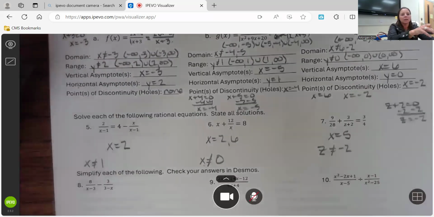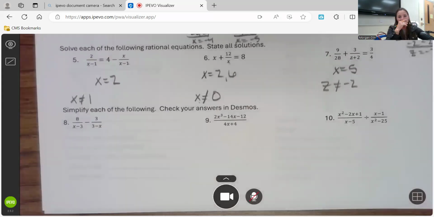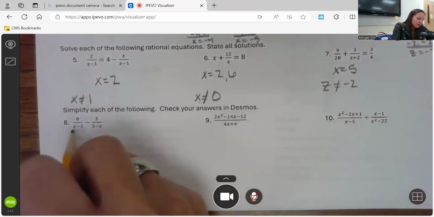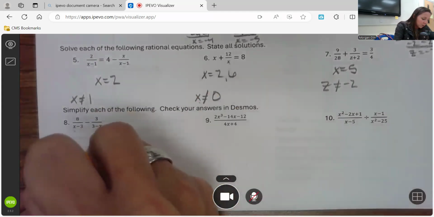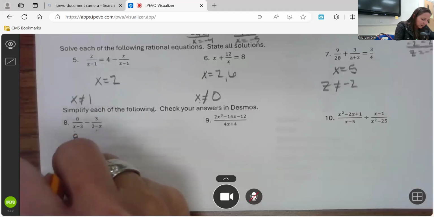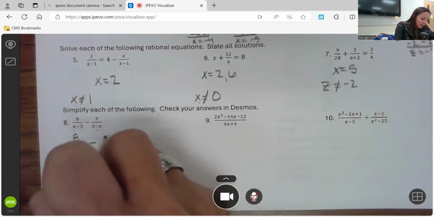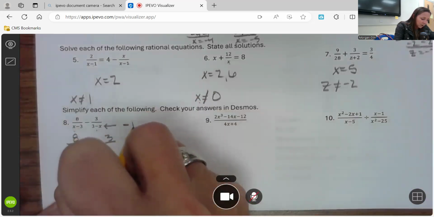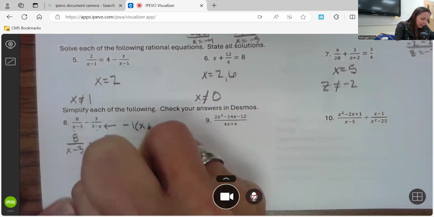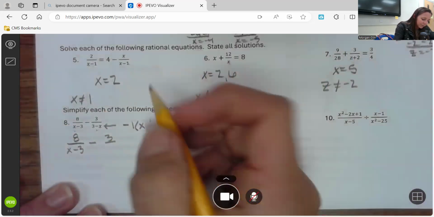Now simplify each of the following. Check your answers in Desmos. When we're subtracting, you've got to get a common denominator or a least common multiple. Right here, these look opposite. When it looks opposite, I'd say something like -1 technique. So here we're going to keep this one the same, and it doesn't matter which one you pull it out of. If I take a -1 out of this right here, it changes the x to positive and the 3 to negative.